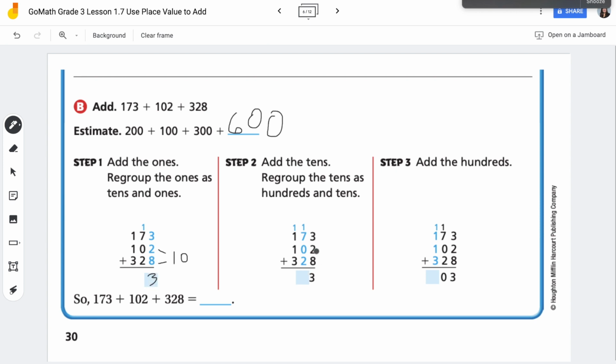So now we're adding the tens, and we have to regroup the tens as hundreds and tens. So I've got, 7 plus 2 is 9, plus 1 more is 10. And that 0 doesn't change our value. So I've got 0 here plus that 1 in the hundreds place. So now I'm going to add 3 plus 1 plus 1 plus 1. Oh, it's a doubles fact because I've got 3 ones and 3. So that is 6.